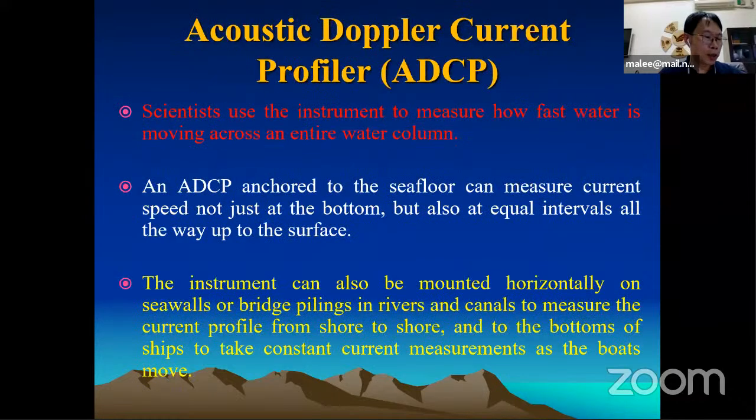And this slide is for the ADCP, the acoustic Doppler current profiler. This equipment can be mounted horizontally on a seawall or bridge piers in rivers and canals to measure the current profile from shore to shore, and on the bottom of a ship to take constant current measurements as the boat moves.